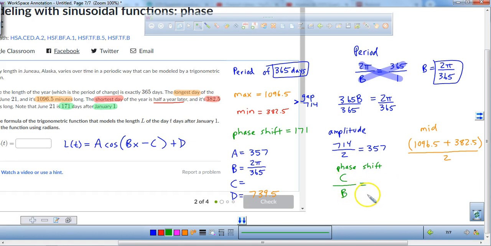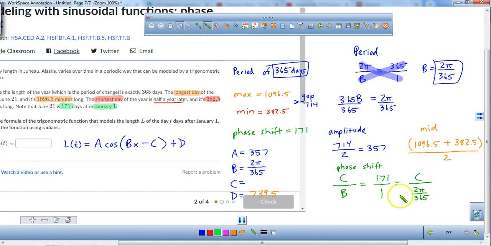All right, so C divided by B is our phase shift, and so our phase shift is equal to 171 over 1. I don't know my C value, but I do know my B value. My B value is 2 pi over 365. This is kind of funny.